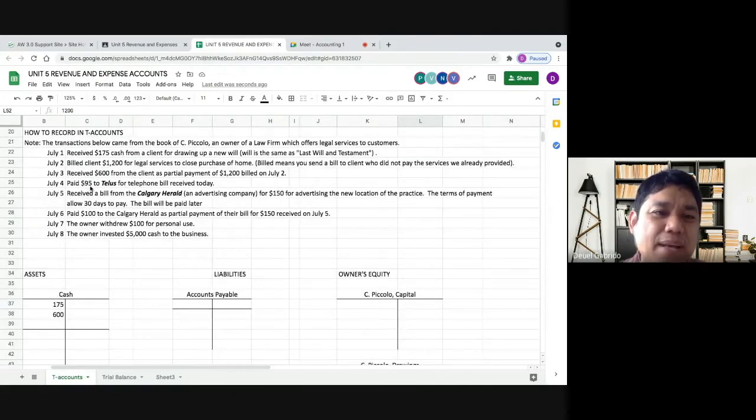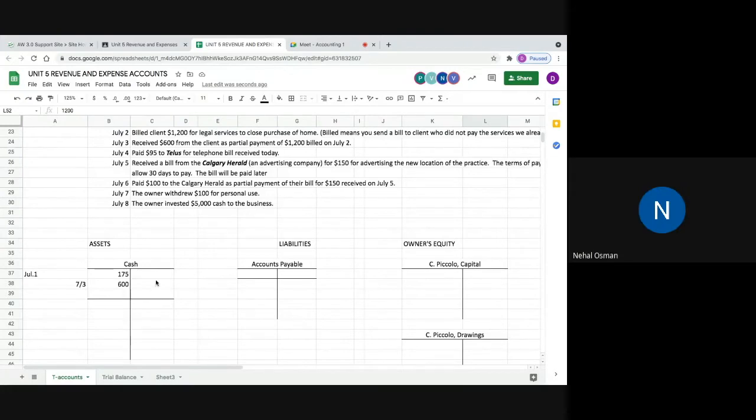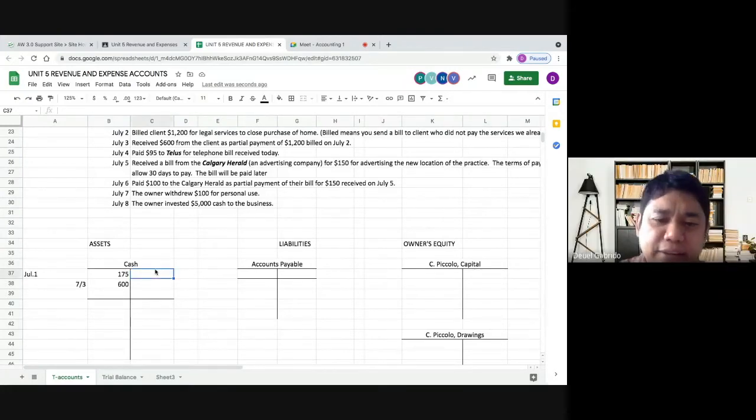Paid $95 for TELUS for telephone bill received today. TELUS is like an internet service provider, phone service provider, right? Like Bell or Rogers. Okay, so we paid $95 for the phone bill. What happens to our cash when we pay the bill? Cash will decrease. Okay, $95 here, and this is on July 4th, right? What's the other part?